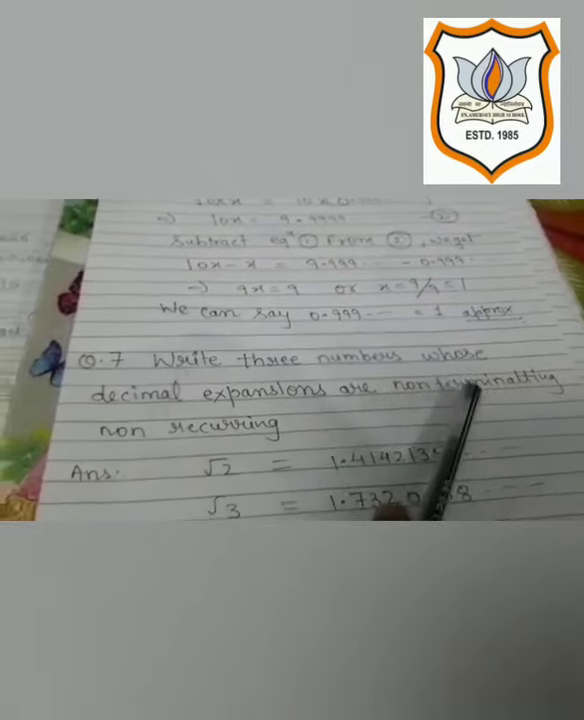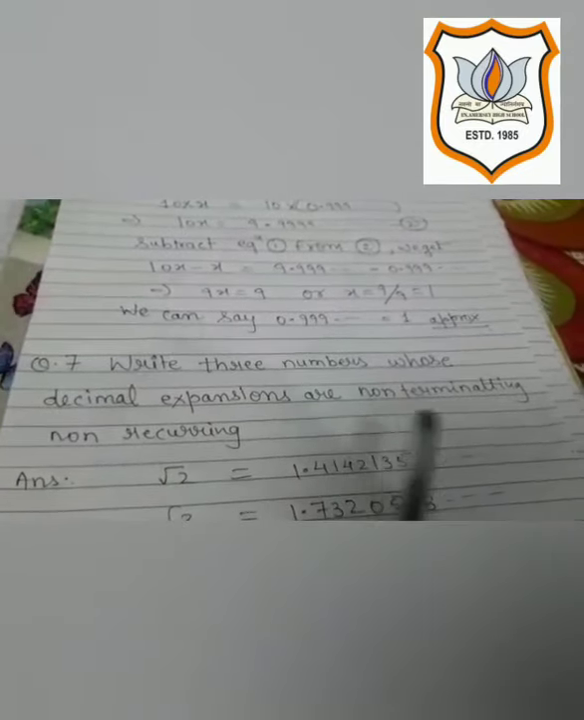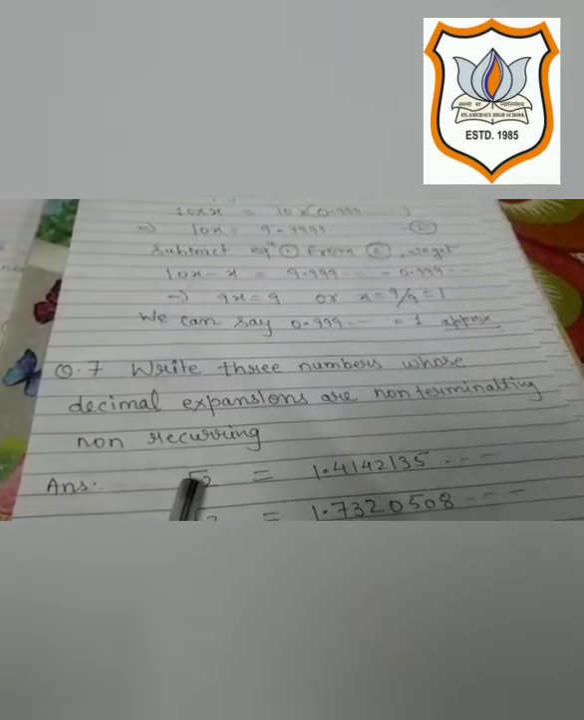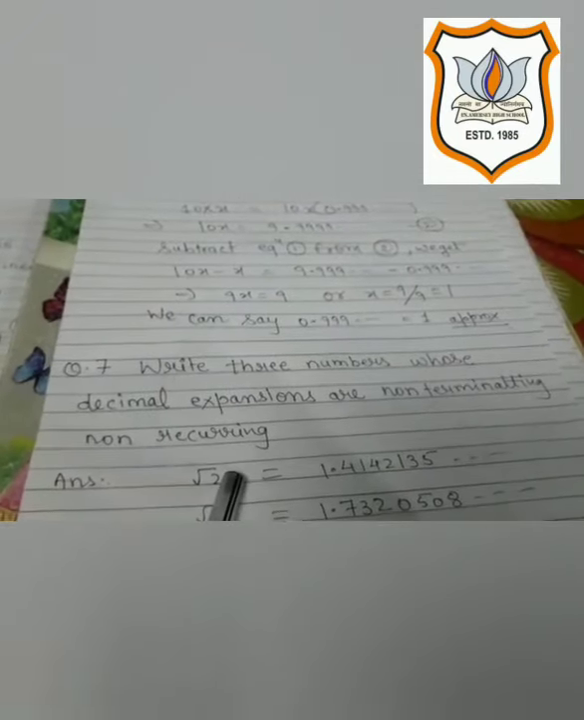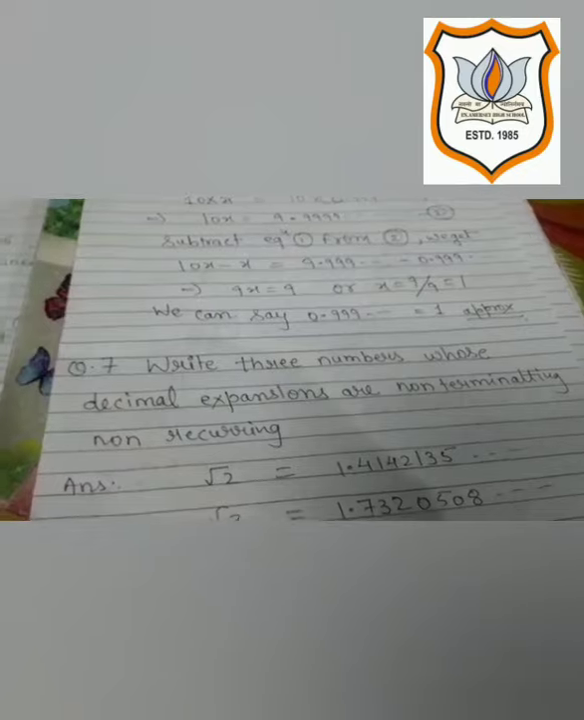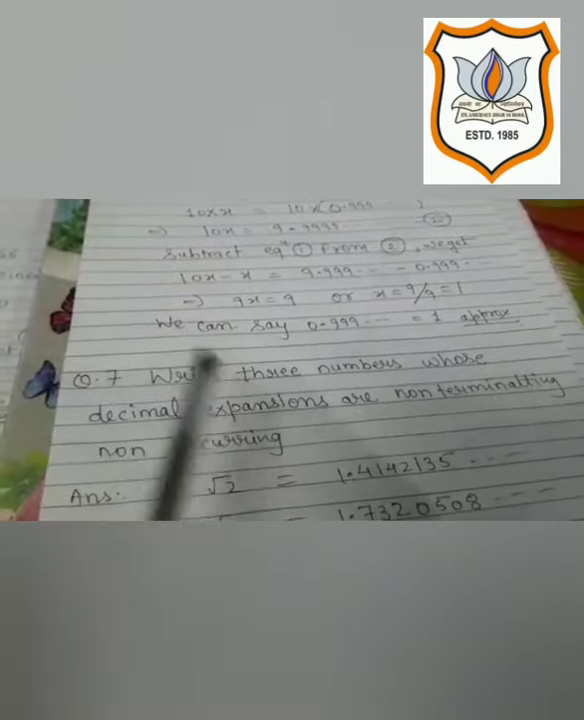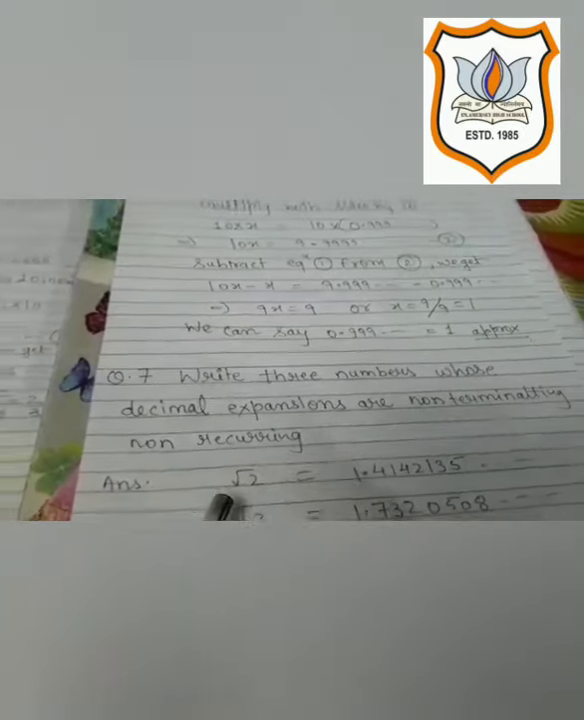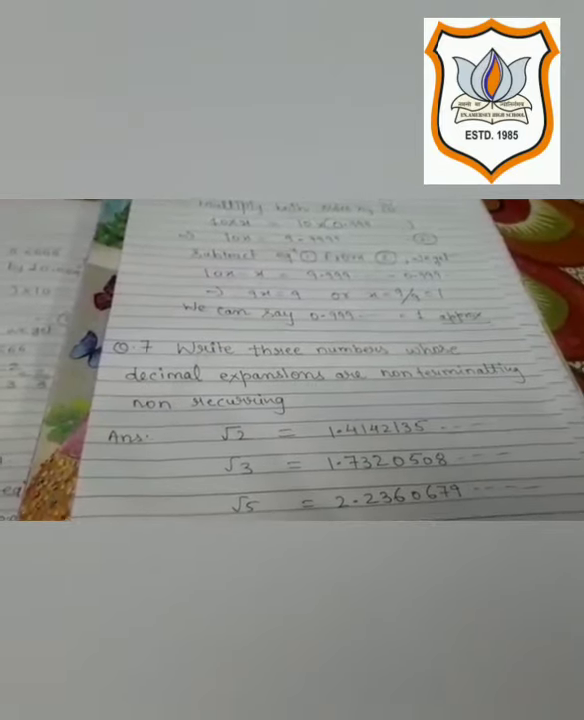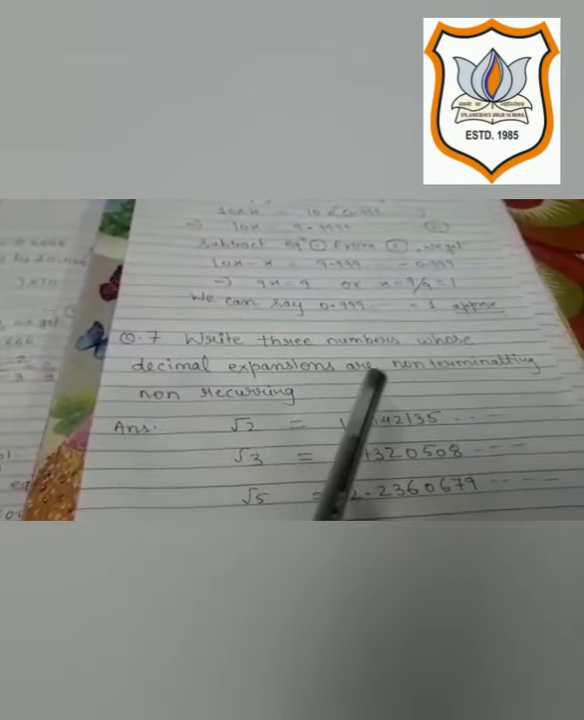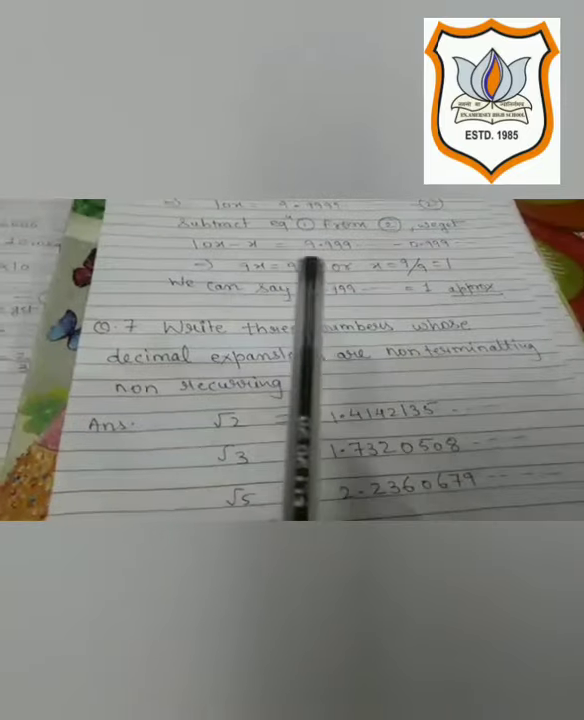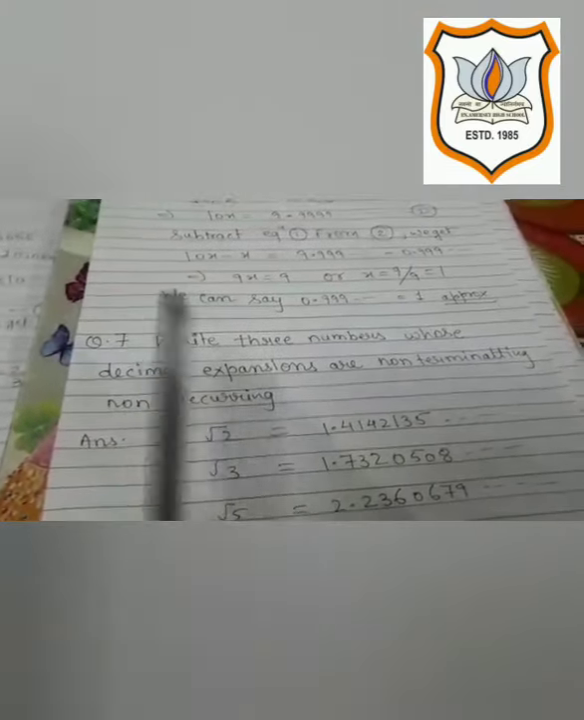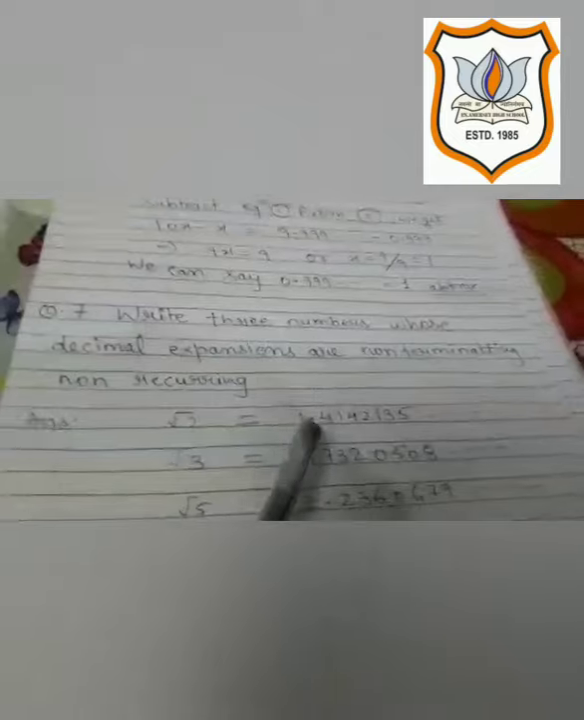Question 7, write 3 numbers whose decimal expansions are non-terminating and non-recurring. Non-terminating, non-recurring means irrational numbers, like all the root values: root 3, root 2, root 5, root 7. You can take any example. I am taking here root 2, root 3 and root 5. You can write root 7, root 11, root 13, root 15, any of them.